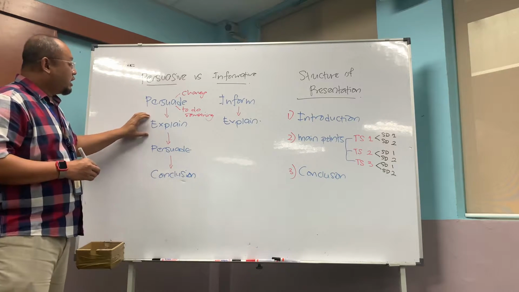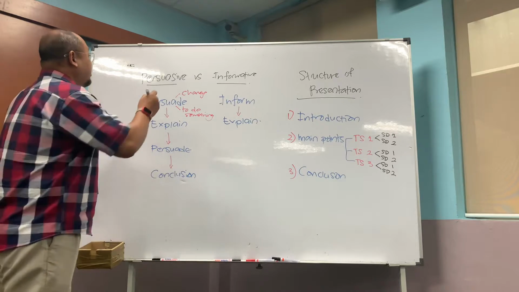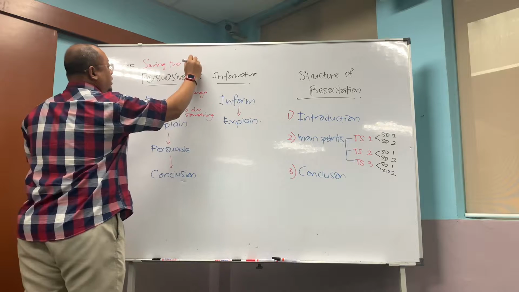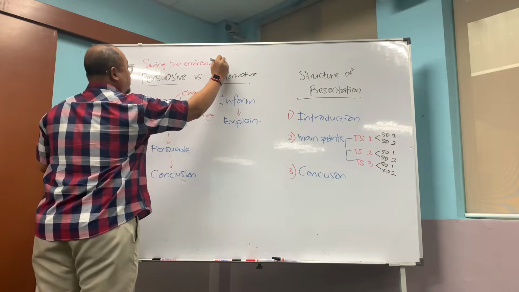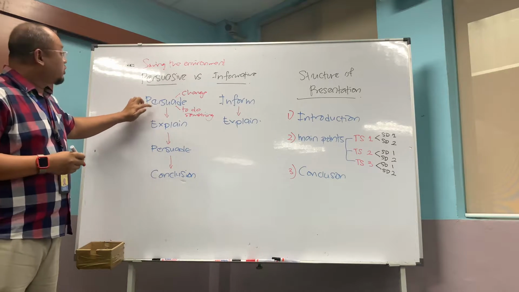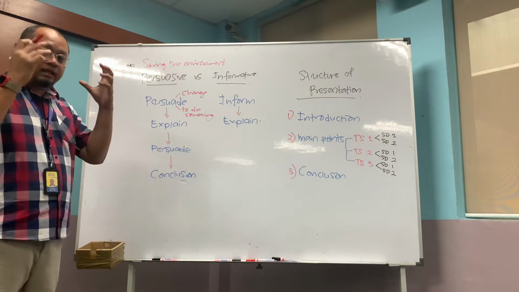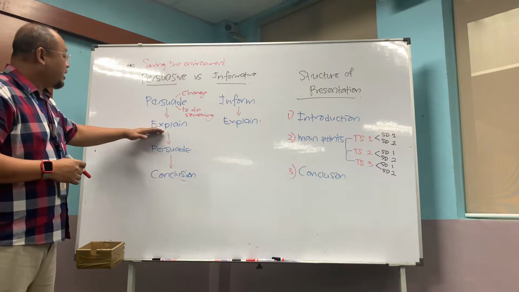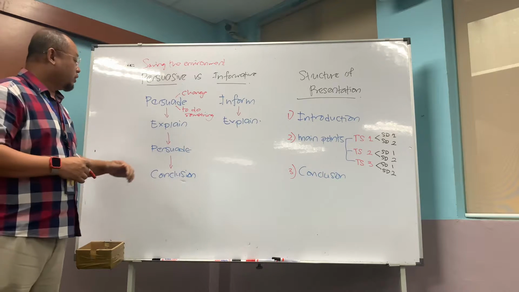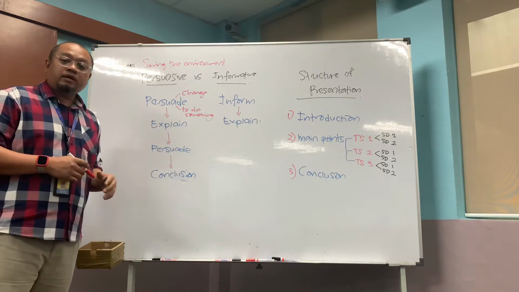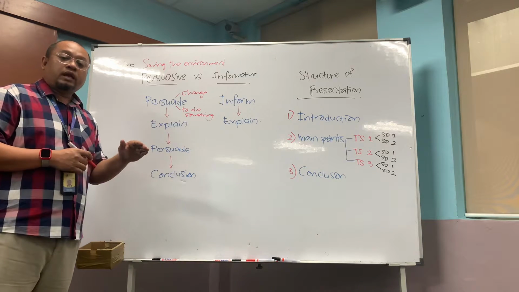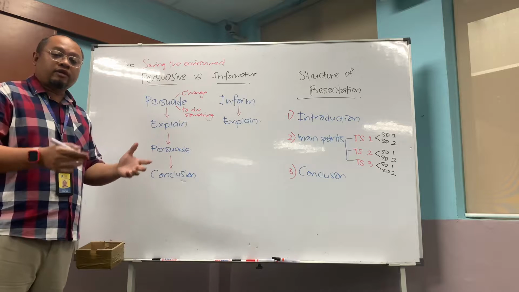Let's say your topic is about saving the environment. You're going to persuade people to save the environment. So that is the clear objective here. First, you have to explain what it means by saving the environment. You're going to show some examples of work related to saving the environment, and what will happen if we didn't save the environment.